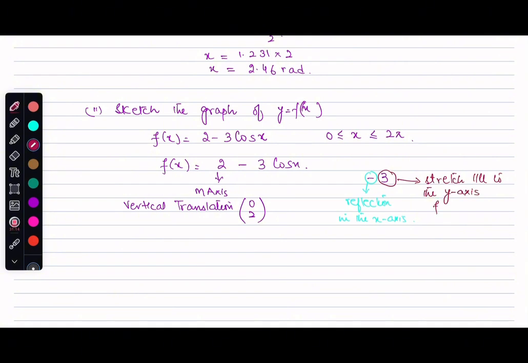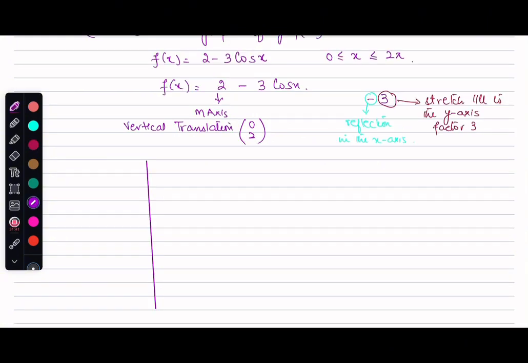And the factor is going to be 3. So this is the detail that we know about each and every transformation that is taking place here. Now let's get the maximum and the minimum value also.